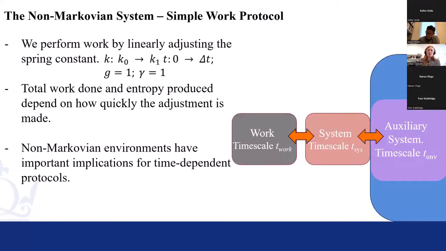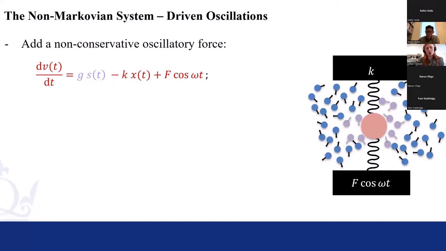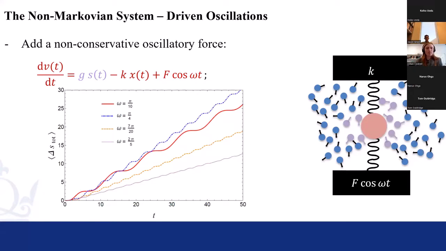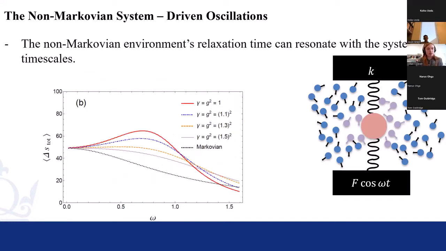This additional timescale is best expressed if we add a driving force, a non-conservative driving force, to the system velocity. In this case, in the steady state, we can see the entropy has this oscillation where its derivative never goes negative as a function of frequency. But if we take the entropy production at a given time as a function of frequency for different coupling constants, we can see that the non-Markovian environment at certain values of the coupling constants actually has this peak in the entropy production as a function of frequency, something which the Markovian environment never expresses.